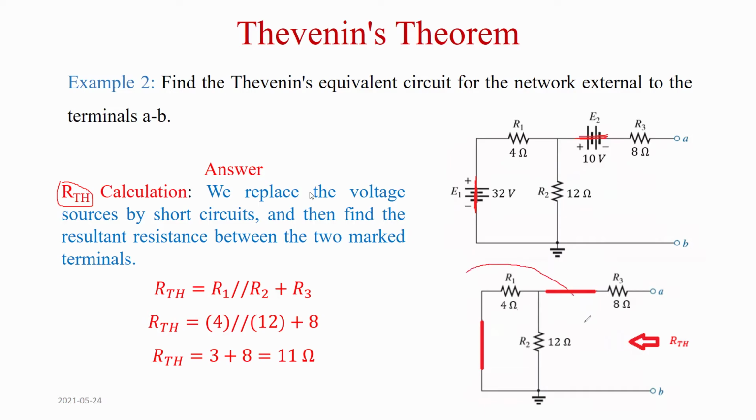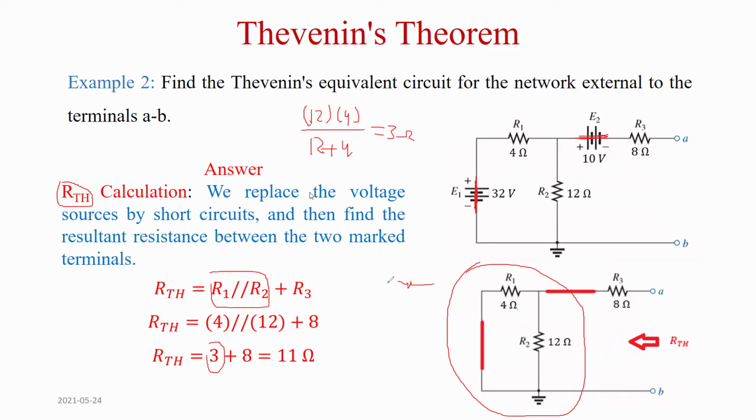Now this resistor, the 4 and the 12, they're connected in parallel. You combine them, you get 3. So 12 times 4 divided by 12 plus 4, this gives you 3 ohm. So once these two are combined into the 3 ohm, you have the 8, and the total here is 8 plus 3, it's 11. I found R Thevenin. I need to find E Thevenin next.